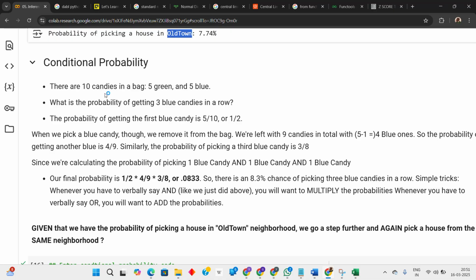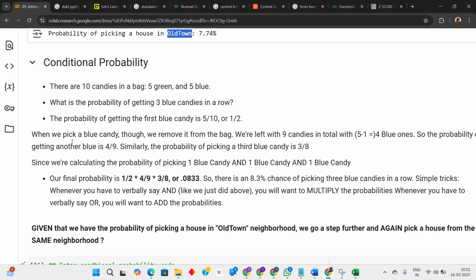Then the question is, what is the probability of getting 3 blue candies in a row? If I pick three randomly, all three should be blue. Actually, there are five blues. Out of five, I want three. Three should be blue back to back. That is the probability we want. Here, back to back means one and one and one.